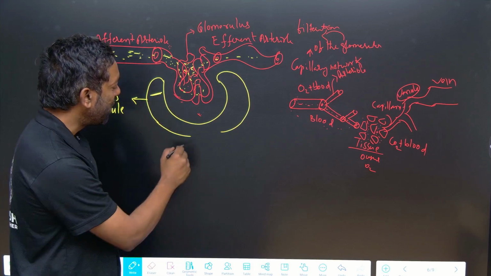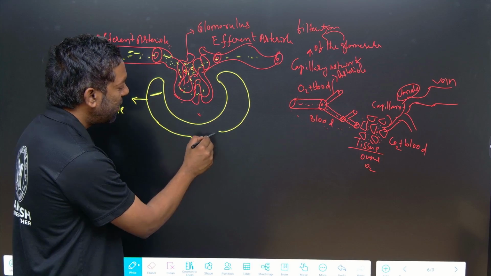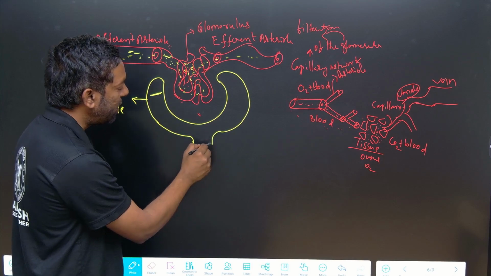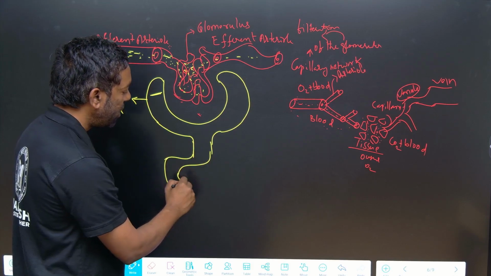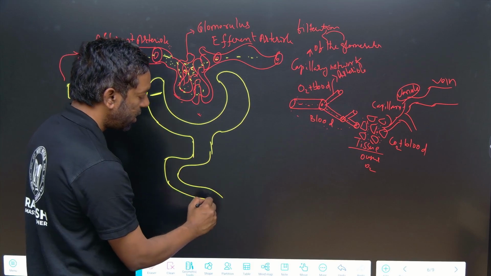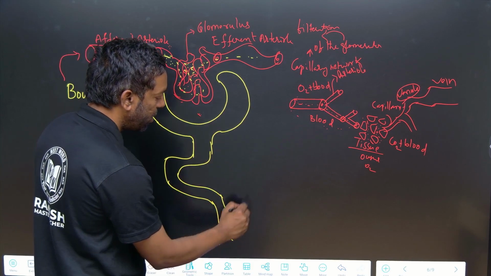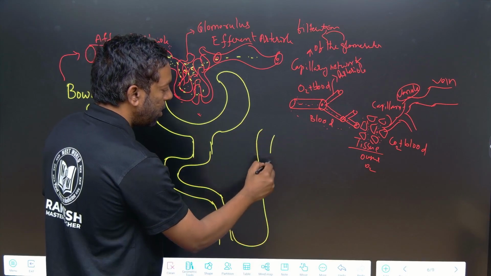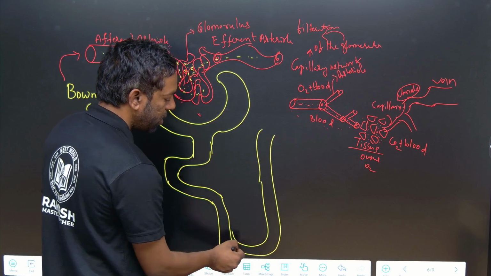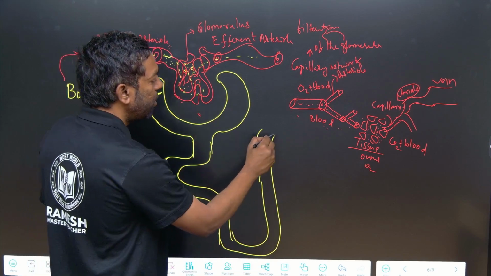This is Bowman's capsule, with a double-layered wall, and Bowman's capsule further extends into a highly convoluted tube, like this.